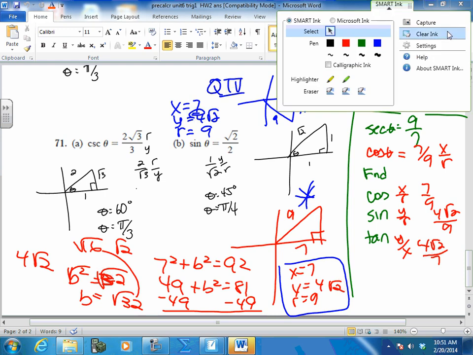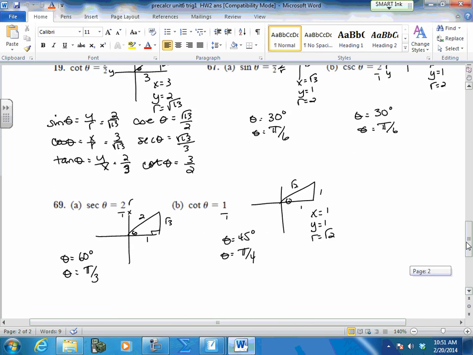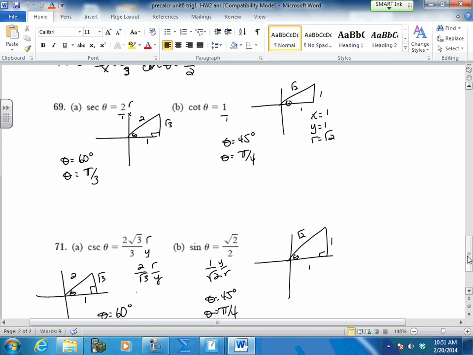Okay, let's go back to this one and do your special triangles. All right, this is a whole section on special triangles. So I come here and I say, okay, let's flip this over. I put this over 1, so 1 over secant is equal to 1 over 2. What is 1 over secant?